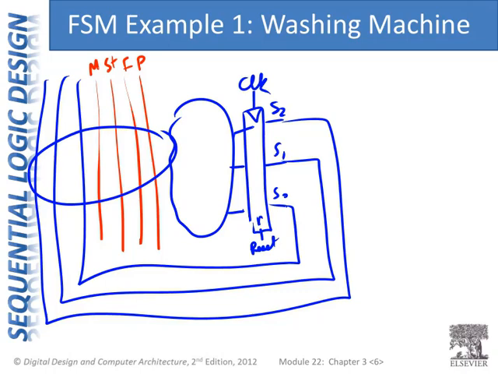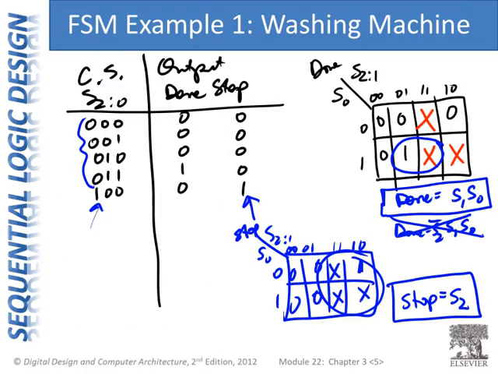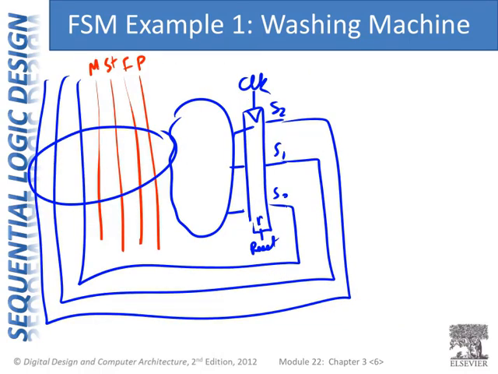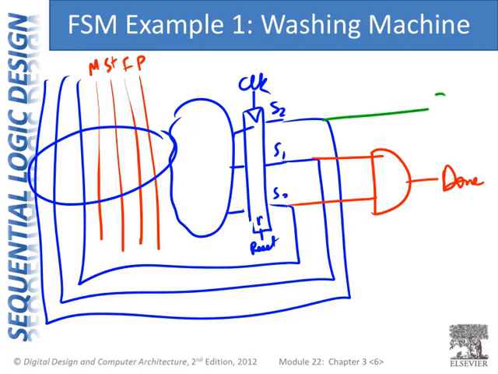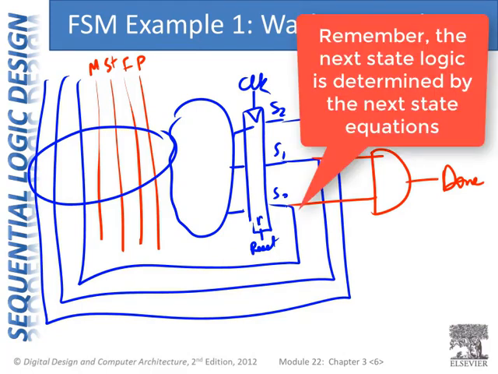And then we'd build our output logic. I'll show the output logic because it'll be pretty quick. So done equals S1 and S0. Here's our output logic. Done, and stop is just equal to S2. And we'll put in our gates for our next state logic here.